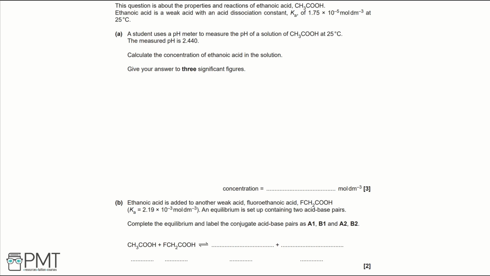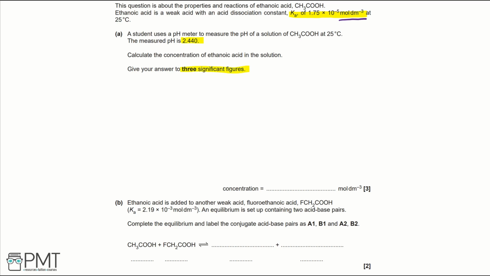Let's begin by highlighting the key pieces of information in this question. First key piece of information is the acid dissociation constant, or Ka value. Also focusing on the units. The second key piece of information is the measured pH of 2.440, and the fact we need to give our answer to 3 significant figures.